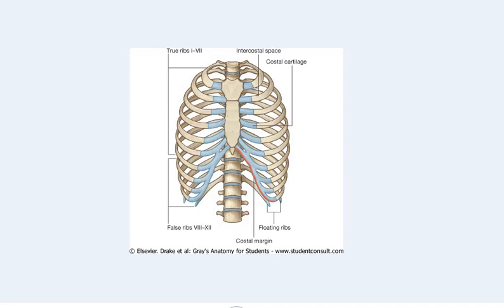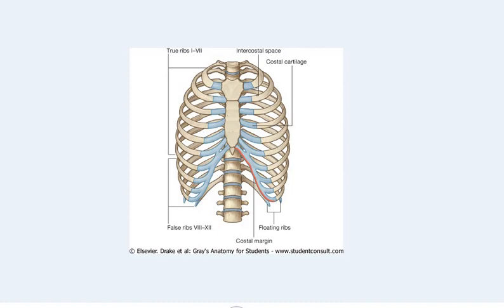So what is the thorax? Actually, the thorax is an osteocartilaginous cage which lies in the upper part of the trunk and which protects the two vital organs of the body, that is the heart and lungs. So why is it called an osteocartilaginous cage? Because this thoracic cage is partly made up of bones and partly made up of cartilage.